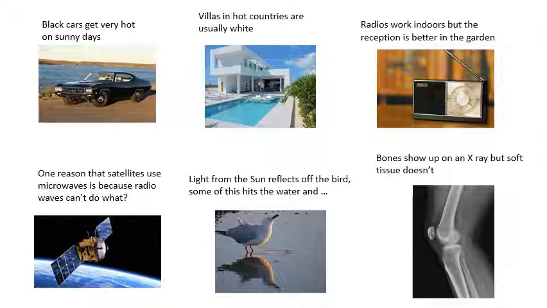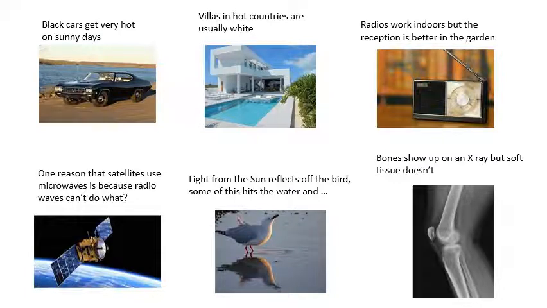Radios work indoors, but the reception is better in the garden. Now, why? Because most of the radio waves will get through the walls of your house, but some of it will be absorbed, so you'll get more of a signal in the garden. Bottom left, one reason that satellites use microwaves is because radio waves can't do what? And the answer is they can't travel through the Earth's atmosphere. Radio waves from Earth are actually reflected off a layer of the Earth's atmosphere called the ionosphere. But microwaves are transmitted. They can get through the Earth's atmosphere.